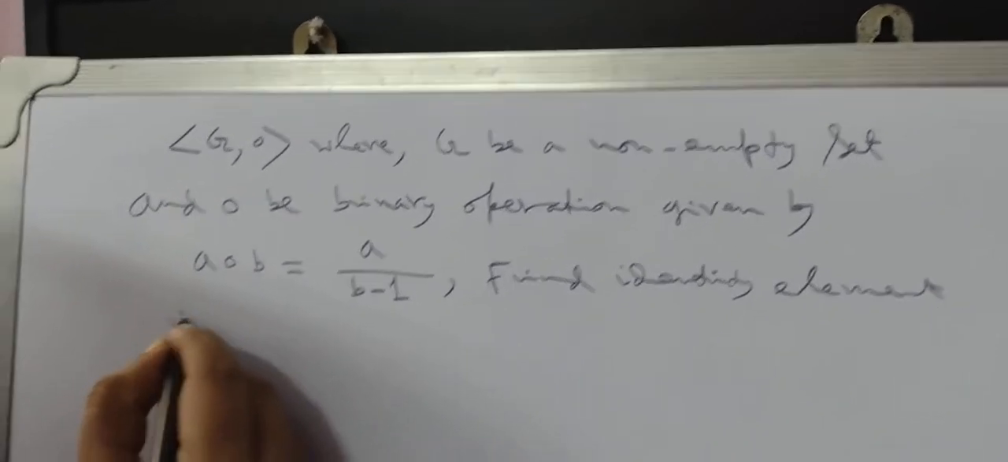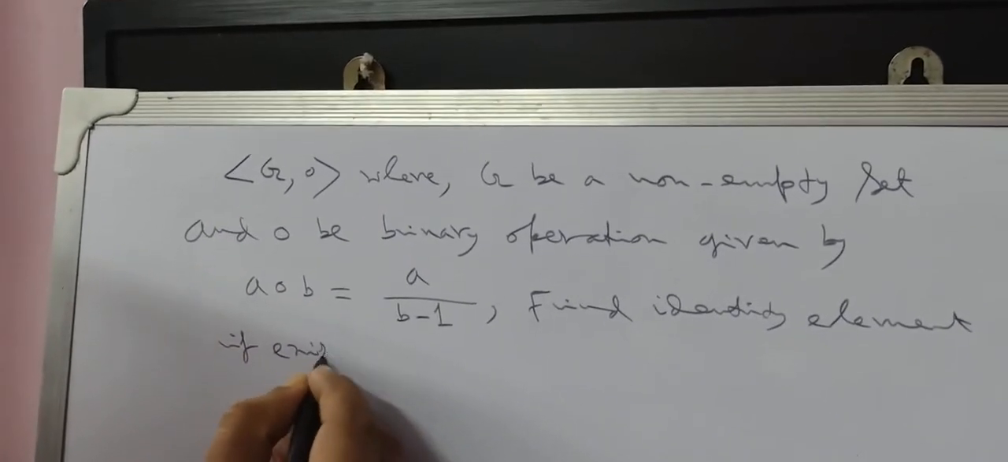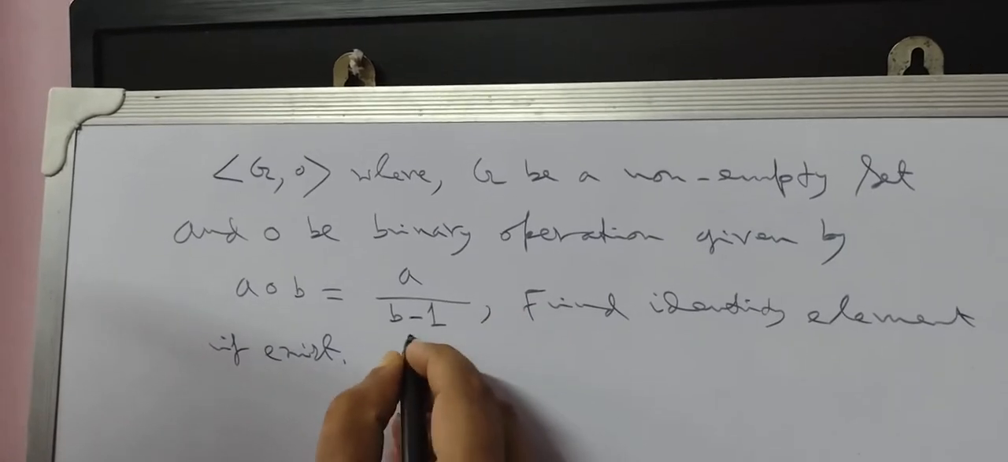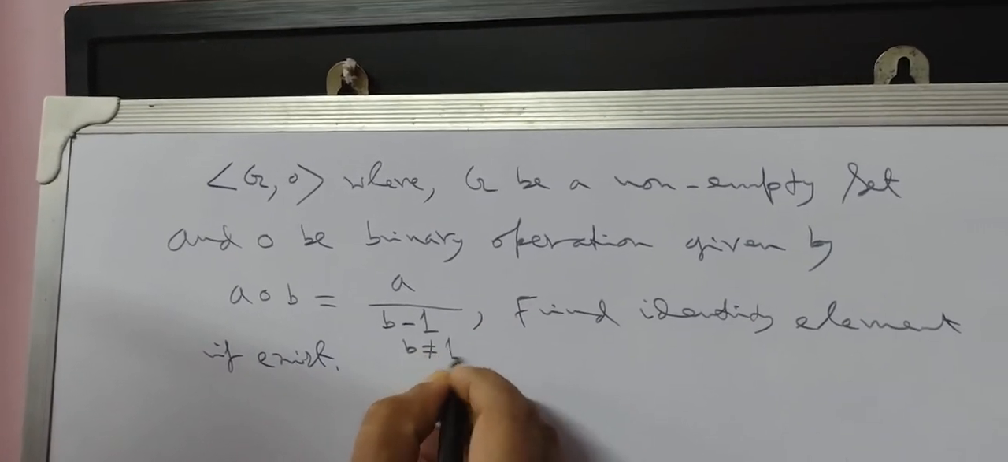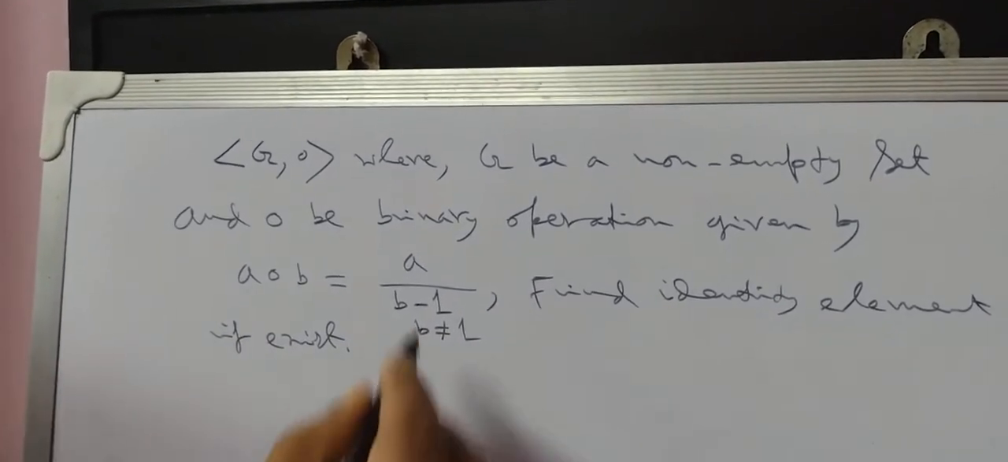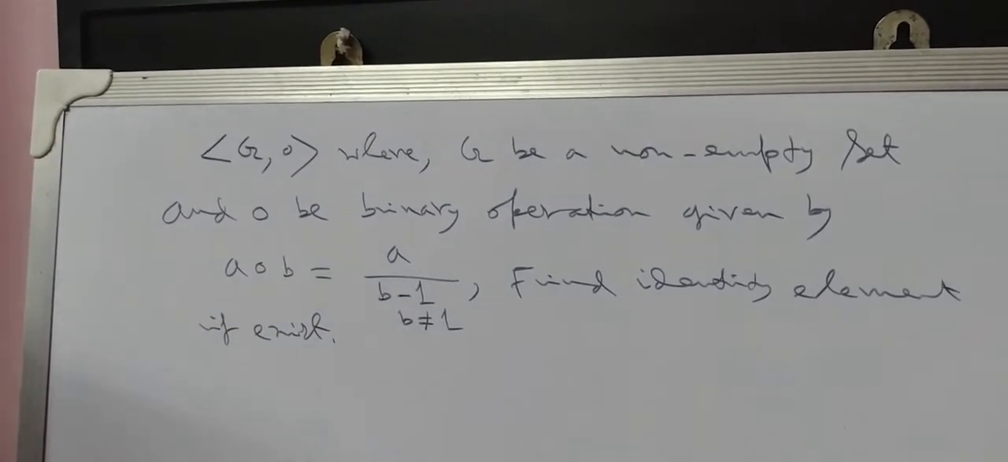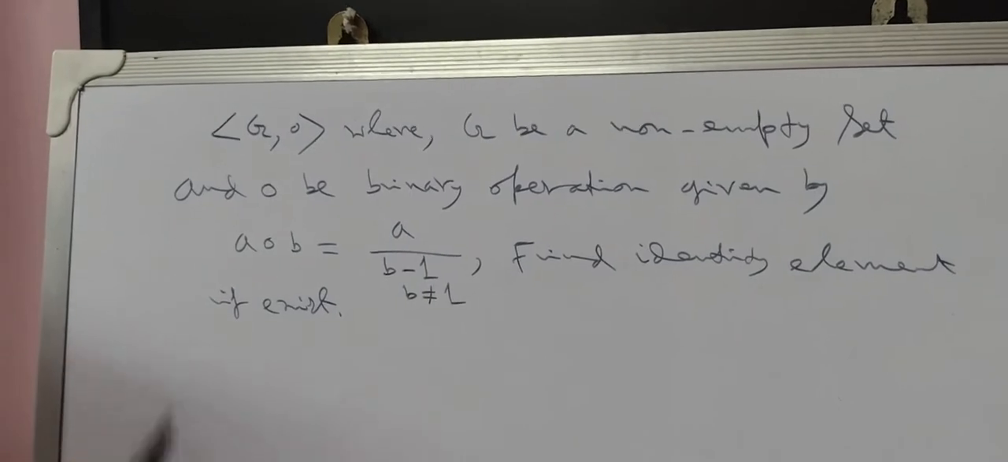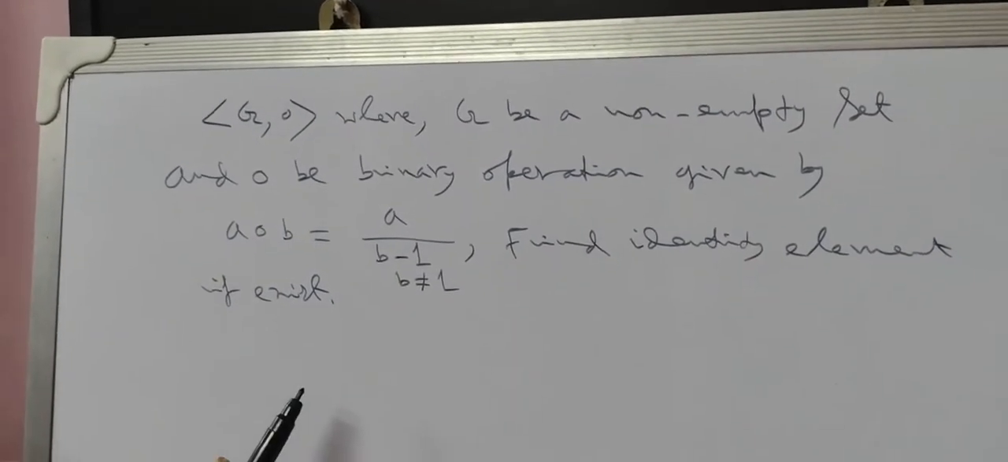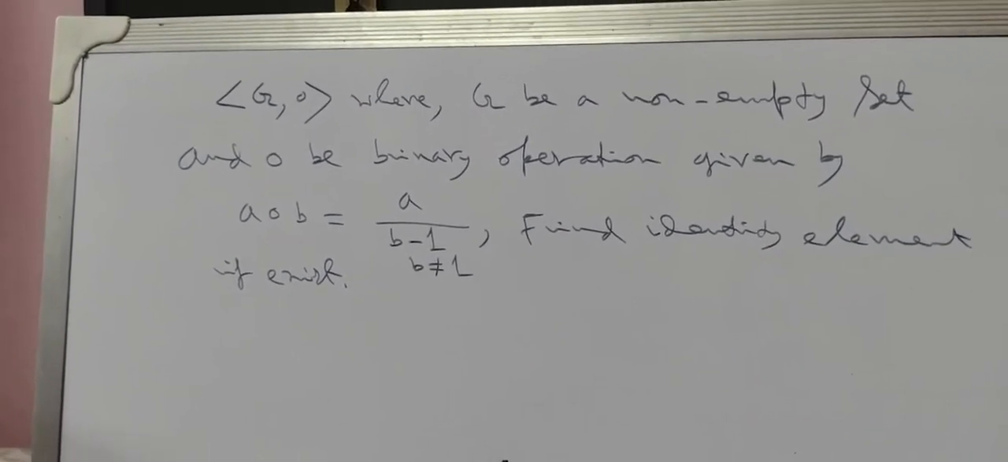If it exists, and one more condition is given here, B is not equal to 1. It is clear because the definition is incomplete, with undefined terms. So from the given condition we are finding the identity element, if it exists.